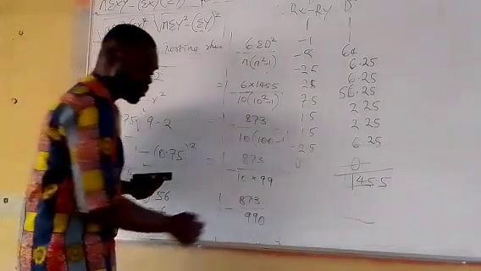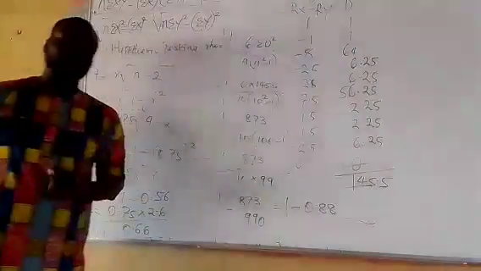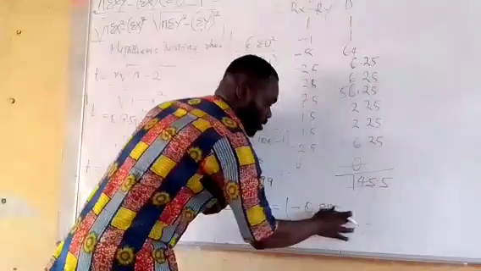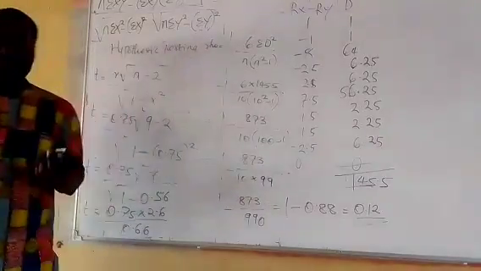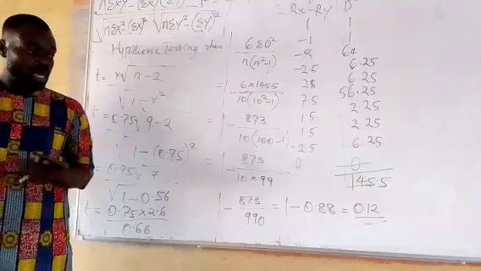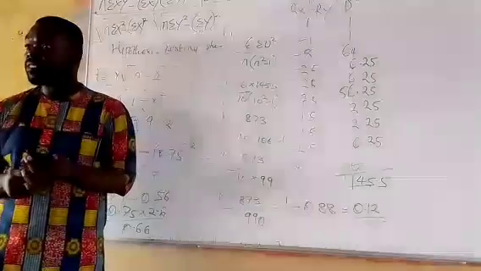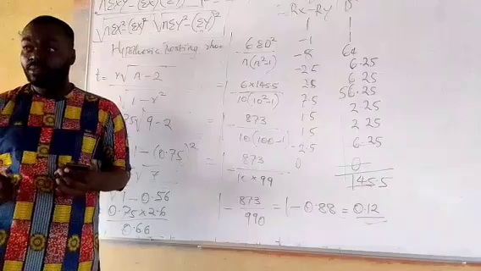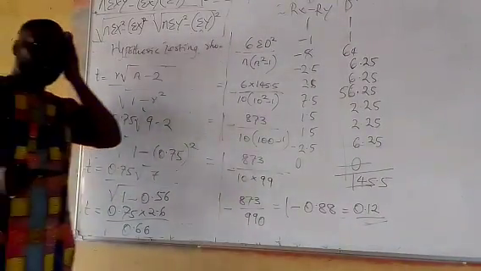What are we having? Equals 1 minus 0.88. I'll do the final round. 1 minus 0.88 gives 0.12. So that's it. So should we interpret it now? Let's interpret it. Can we interpret it? So we have corrected the error made.